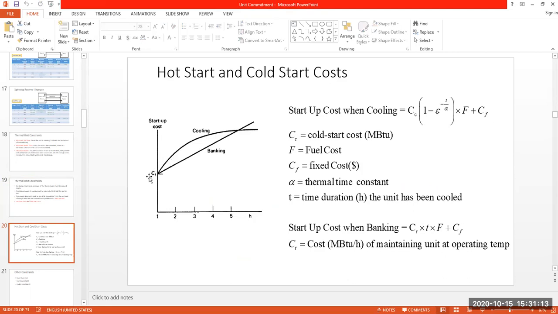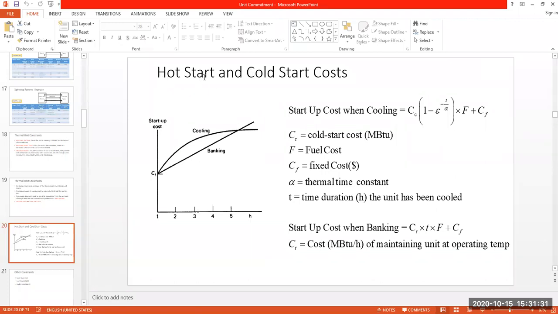What is this fixed cost? This is not associated with heating up or cooling of the units. You can say this is the other cost, operational cost of the unit. Okay. This is some sort of fixed non-zero cost. And then the one I'm calling the cold start, is the hot start cost.